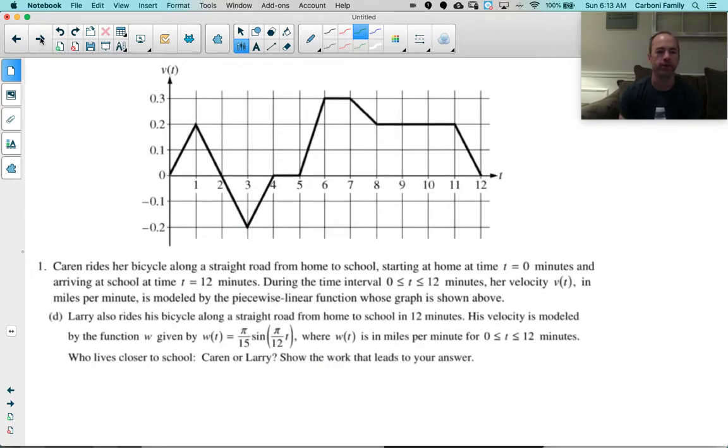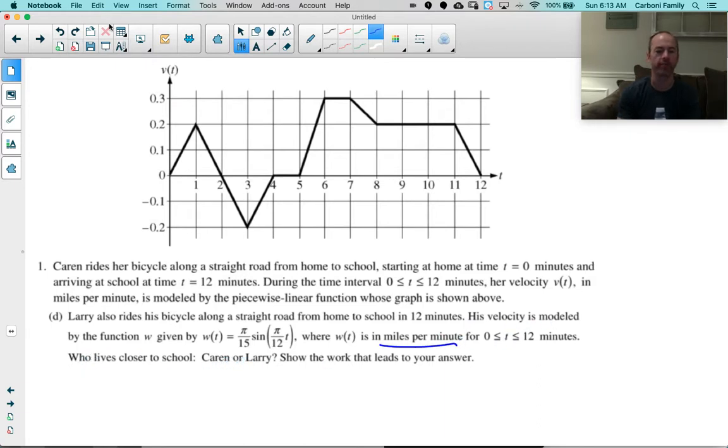Then we move on to part D, and here's the only part where you will need a calculator. Calculator has been allowed for the rest of the problem. So part 2, we have another person. Larry also rides a bike from home to school in 12 minutes. And his velocity is given by a function, not a table, same units, miles per minute. Who lives closer to school?